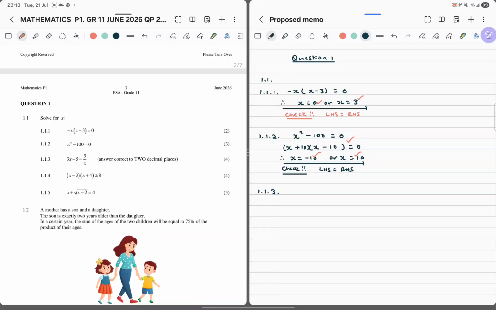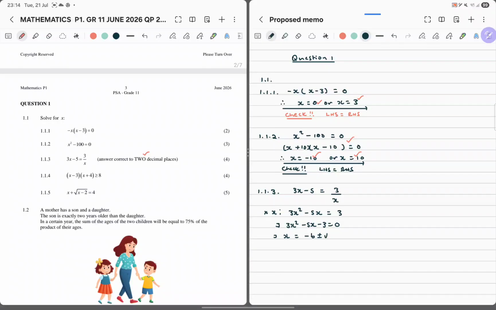So 1.1.3 says we need to solve correct to 2 decimal places. We already know what's happening here. So let's write 3x minus 5 is equal to 3 over x. Obviously, we multiply throughout by x, the common denominator. So this gives us 3x squared minus 5x is equal to 3. Okay. This implies that we've got 3x squared minus 5x minus 3 is equal to 0. There's no point in attempting to factorize here.